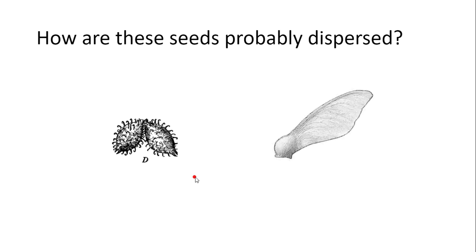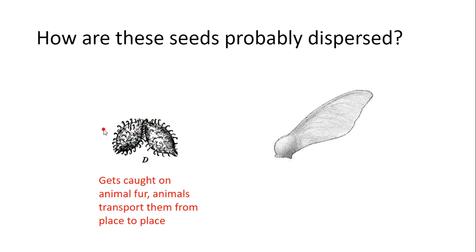So there are many different types of seeds, but we're going to take a look at just two examples here. How do you think these seeds are dispersed? Let's start with this first seed over here on the left. This seed has little tiny, you can see they're kind of hooks. So this seed will get caught on the fur of different animals. Again, maybe it's a bee or a bird or a bear.